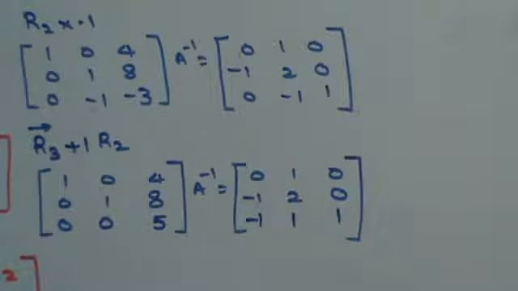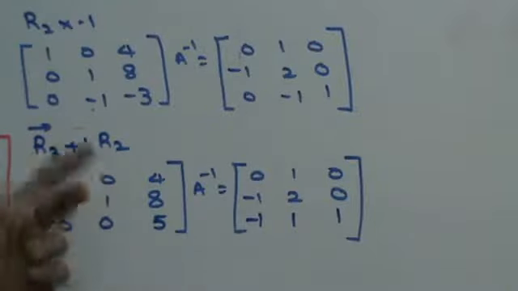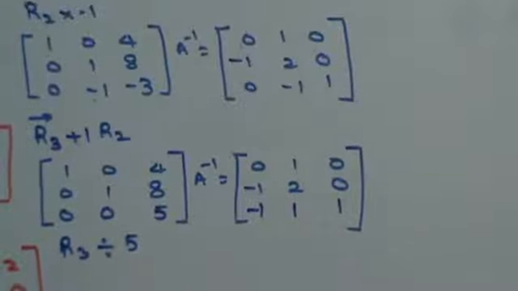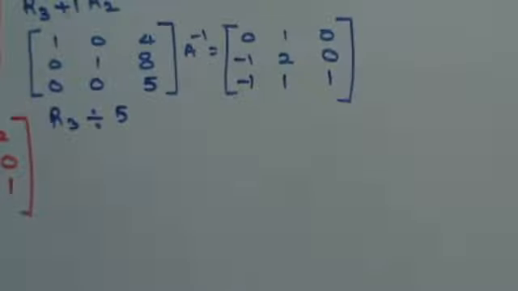Now we are stuck, people. I cannot subtract and get this number, because if I try to subtract anything, these two zeros will get converted. So in that case, when you are in such a situation, then you use division. Divide R3 by 5. As far as possible, never go for division. The moment you go for division, you are going to get fractions, and with fractions, addition, subtraction, you generally end up making a mistake. Right?